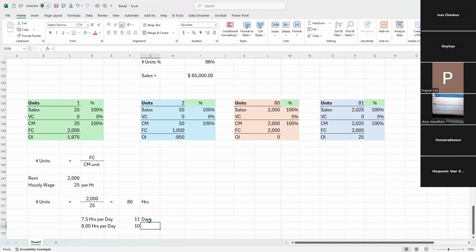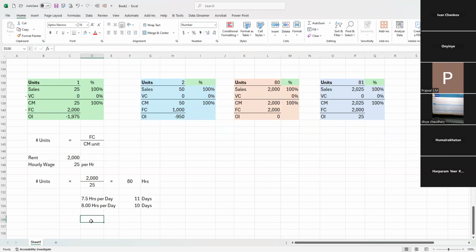So the question is, how can you pay your rent faster? Again, working more hours per day. That will be one way. What will be the other way? Reducing the cost, fixed cost can be reduced. Your wage can go up, more per hour, right?